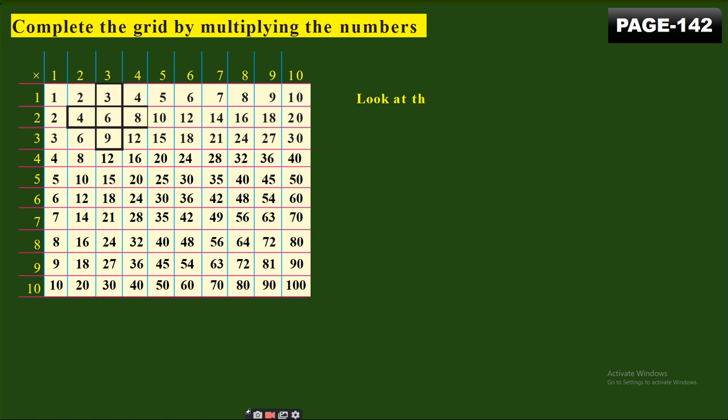Okay, next. Look at the cross in your grid. Here you can see the cross.